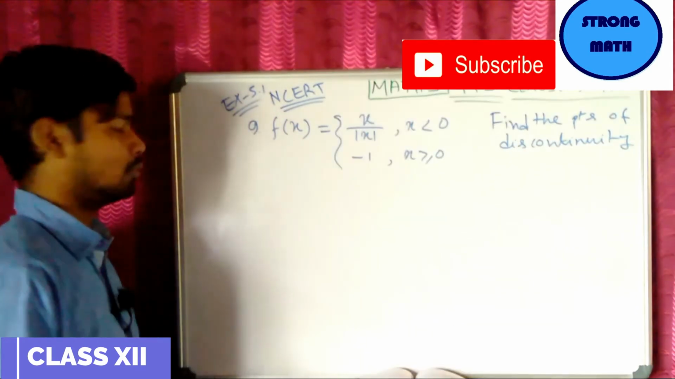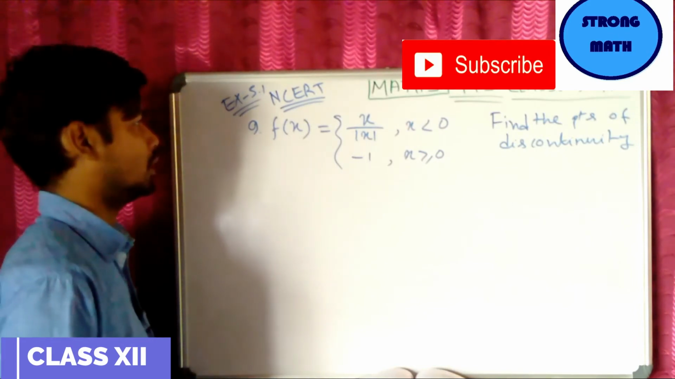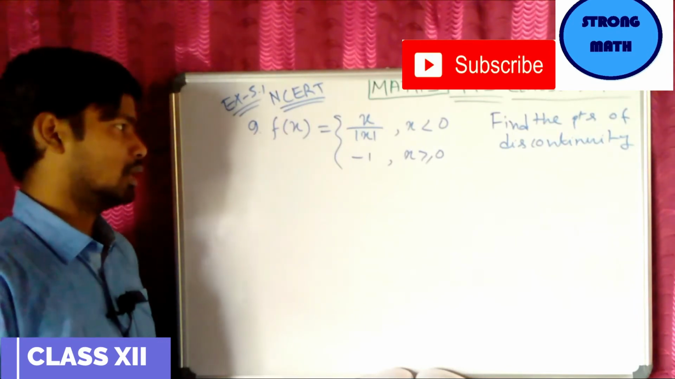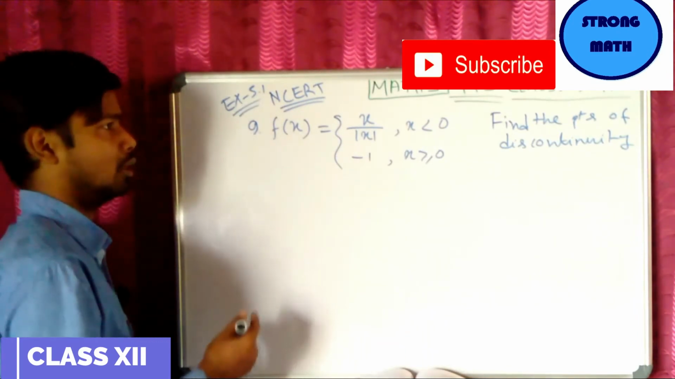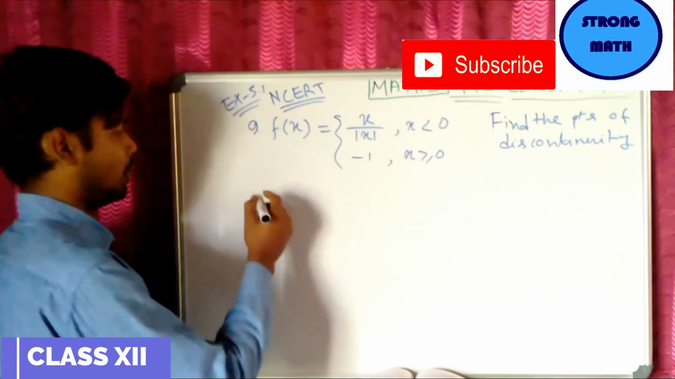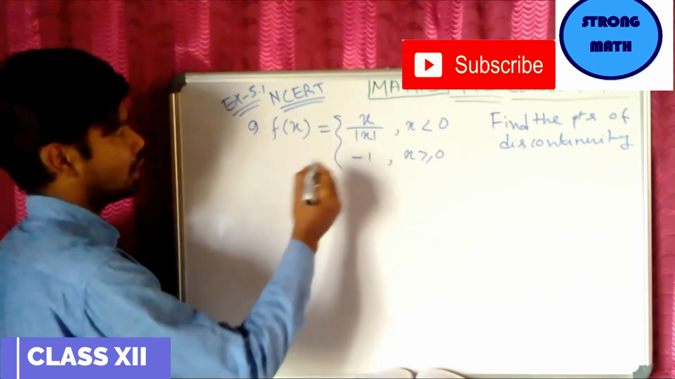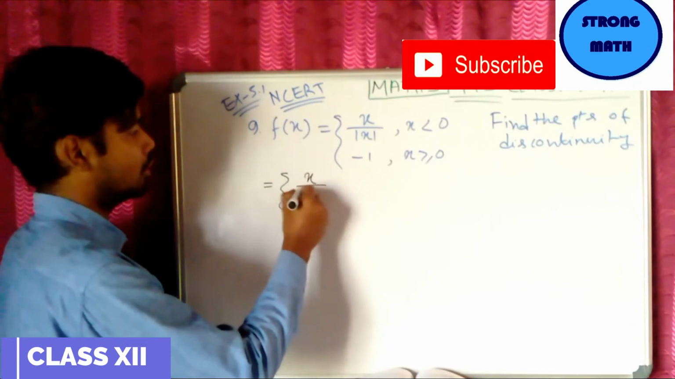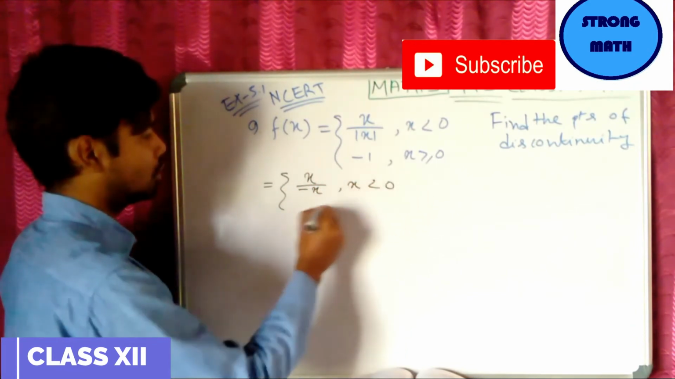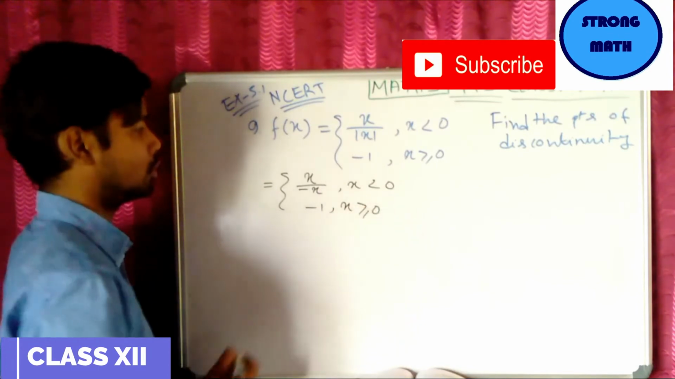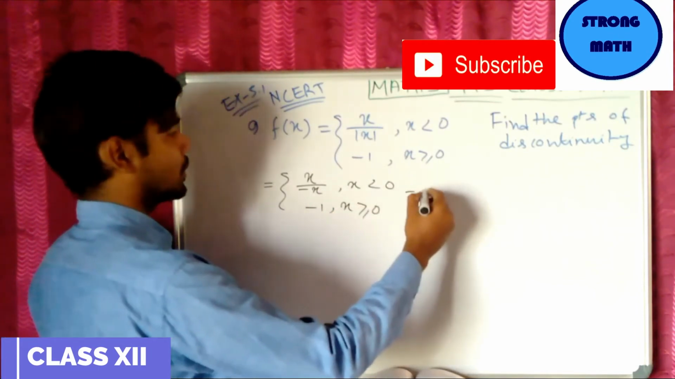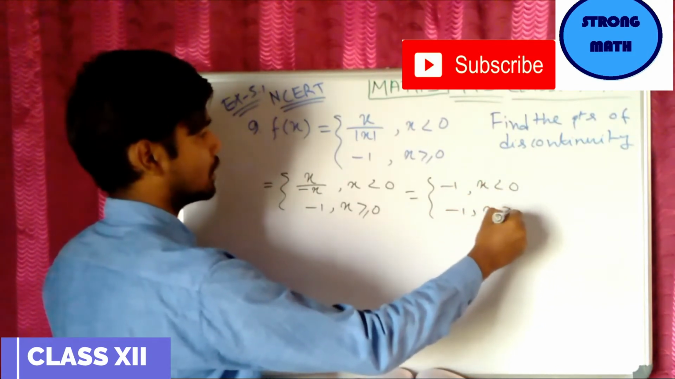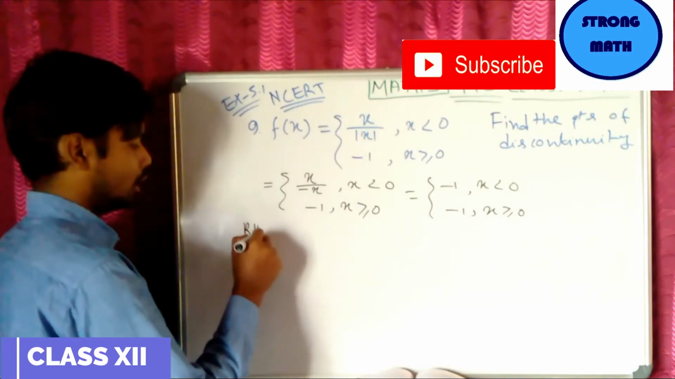Okay, now for problem number 9, f(x) is given as f(x) equals x by |x| when x is less than 0 and minus 1 when x is greater than or equal to 0. We have to find out the points of discontinuity for this function. So let's redefine the function. Then |x| will be minus x when x is less than 0, and for x greater than or equal to 0, the function is minus 1. So this will be minus 1 when x is less than 0, and minus 1 when x is greater than or equal to 0. Now calculate the right hand limit.